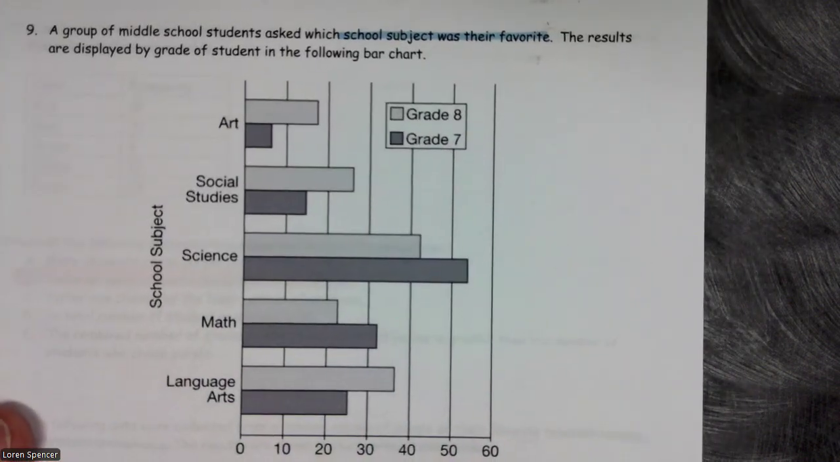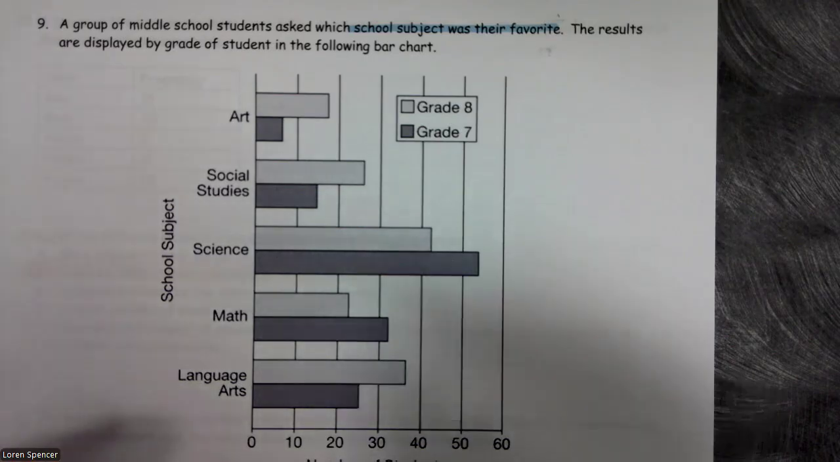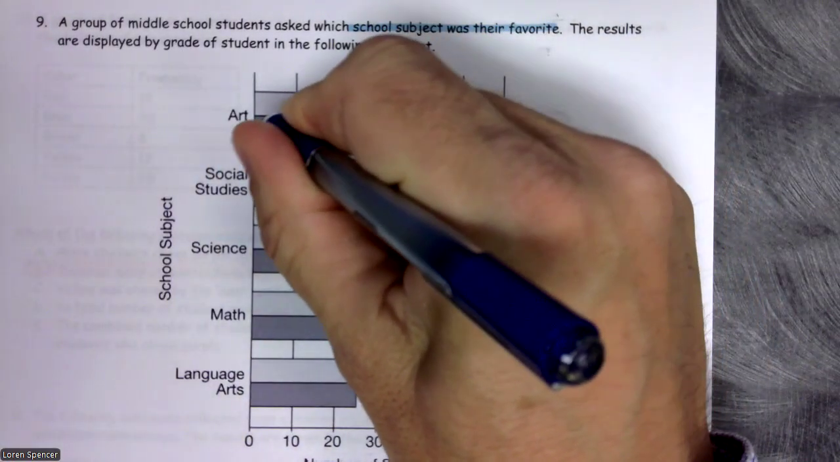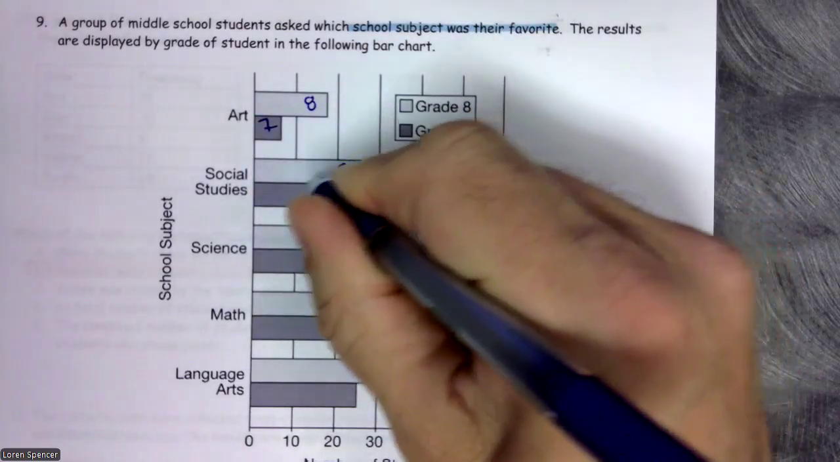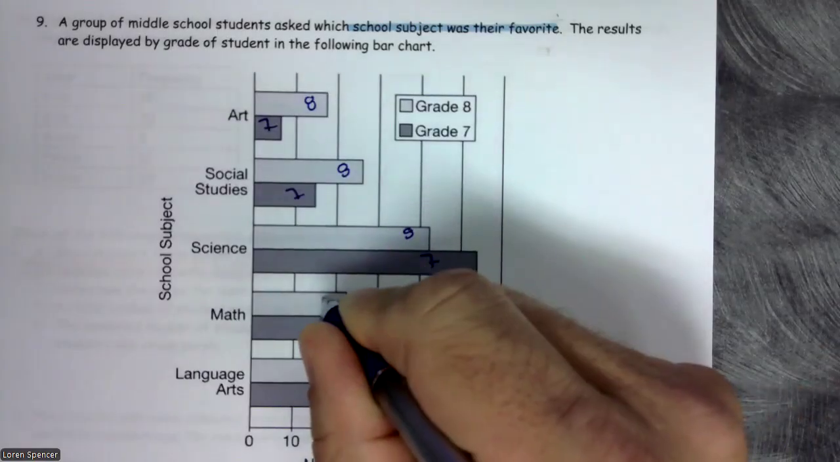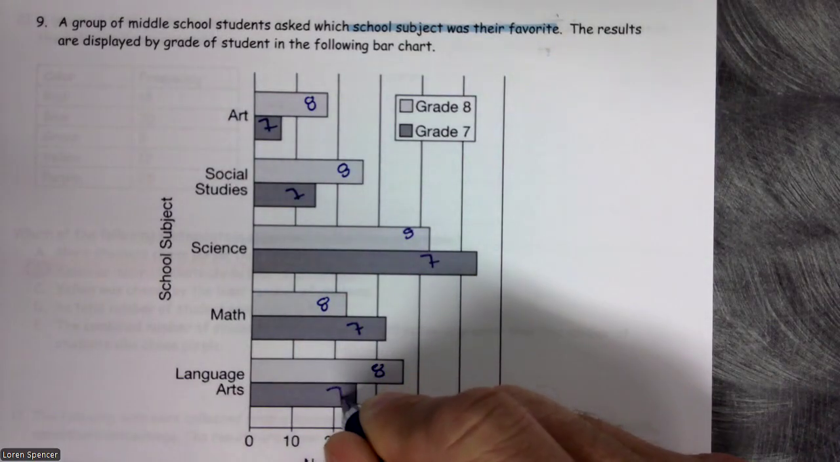All right, number 9. A group of middle school students were asked which school subject was their favorite. The results are shown. So we have grade 8 and 7. I'm going to go ahead and label these so I don't get confused. 8, 7, 8, 7, 8, 7, 8, 7, 8, 7.